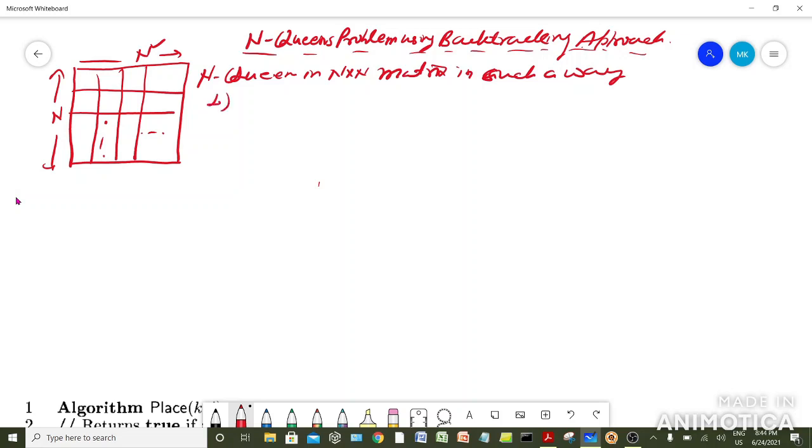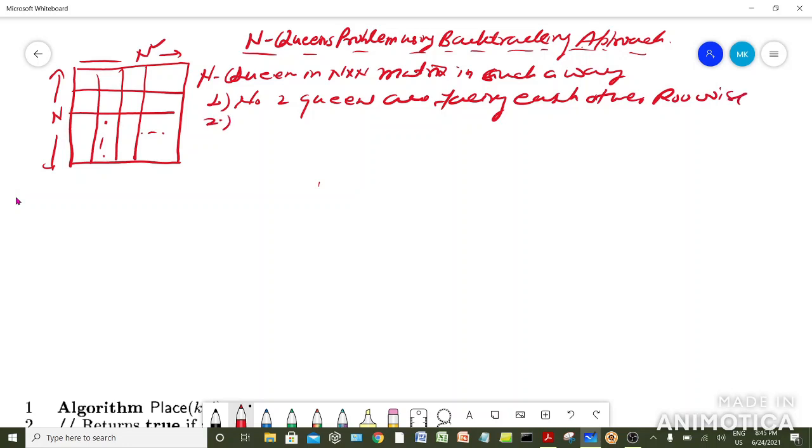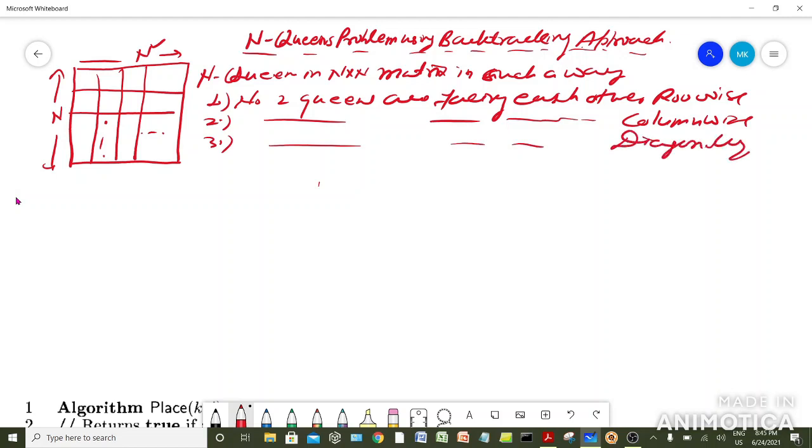that number one, no two queens are facing each other row wise. Number two, no two queens are facing each other column wise. And number three, no two queens are facing each other diagonally. So this was the problem statement. Now let us try to solve it using backtracking approach.